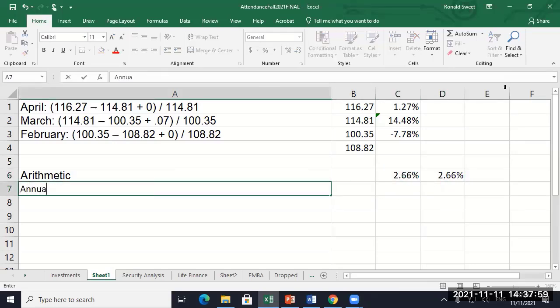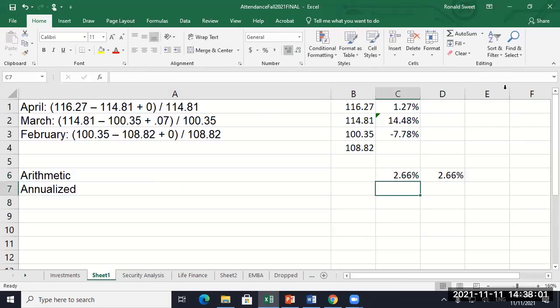We're going to annualize that. What do you do there? Multiply by 12 because it's monthly. If it's weekly, we do 52, that times 12. Then you have an asterisk. What's your asterisk going to say?